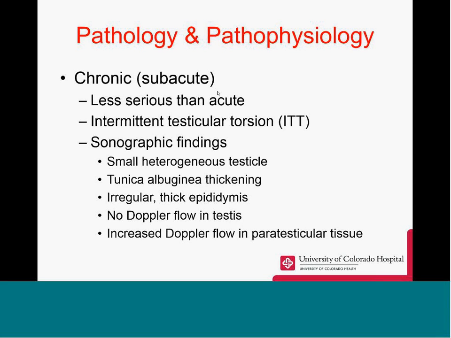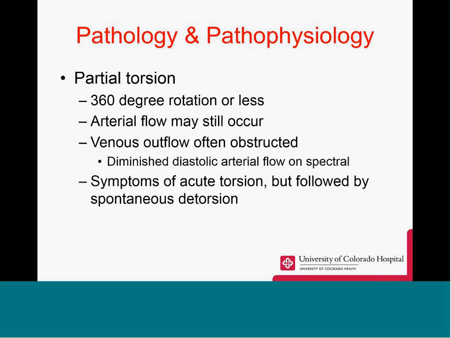At times, you will see no Doppler flow within the testis, but at other times, because it is intermittent, you might find flow. And then again, you'll have increased color Doppler flow within that paratesticular tissue. That's because of our different arterial supplies. Again, the testicular artery is supplying the testicle itself, whereas the cremasteric is supplying the paratesticular tissue and the epididymis. So it has a different blood supply.